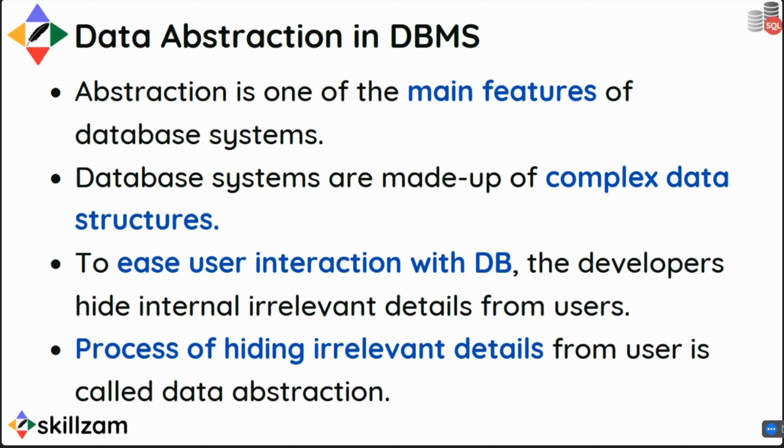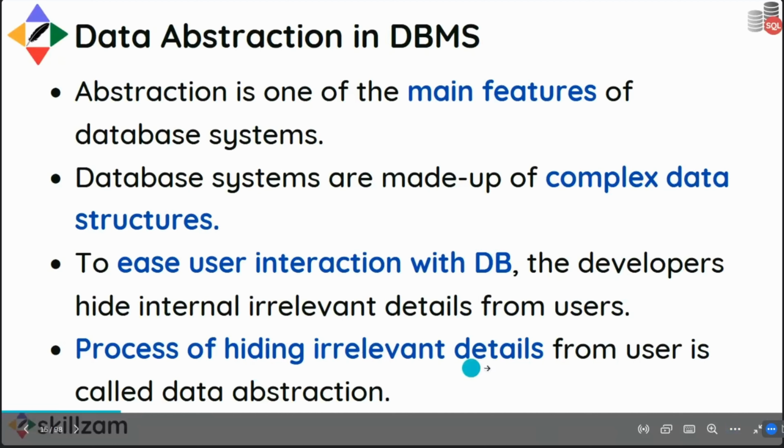What it means is there are a lot of internal, irrelevant details that users are not exposed to, that are hidden, so that the user just sees them in a table and row format. What I meant by those irrelevant or hidden information is nothing but your data abstraction. This particular process of hiding the irrelevant information or details from the user who is accessing that DBMS is called data abstraction.